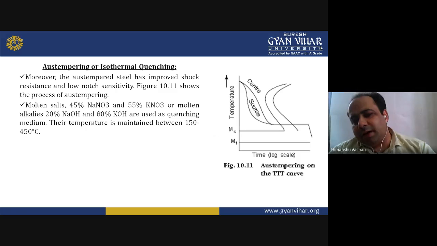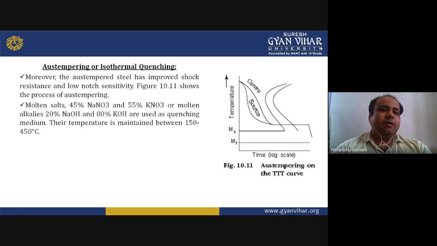Now, certain molten salts having 45% NaNO3 and 55% KNO3, or molten alkali having 20% NaOH and 80% KOH, are used as quenching medium in this isothermal quenching, and their temperature is maintained between 150 to 450 degrees centigrade. In this process, we use these molten salts as the quenching medium, and they maintain a certain temperature.